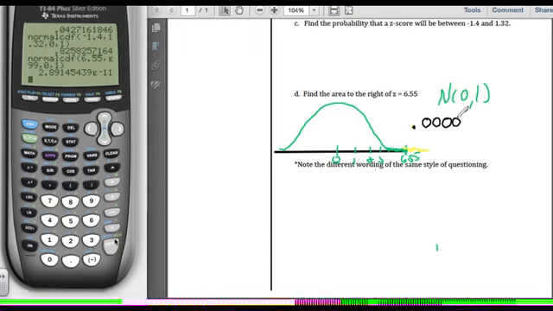There's pretty much a 0% chance that you could find an observation with a z-score of 6.55 because it's such an extreme outlier. It's so far up the curve that there is a very small chance, but we would round it to be 0 in this case. So note the different wording of the same style of questioning. You've got z-scores as an indicator to use the N(0,1), or you also have the standard normal curve to indicate that mean and standard deviation.